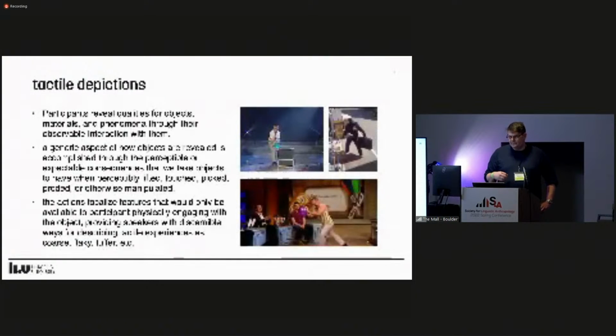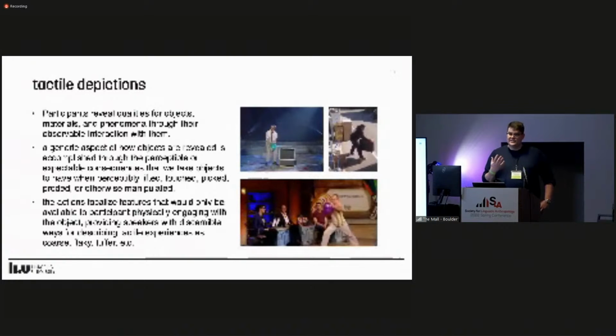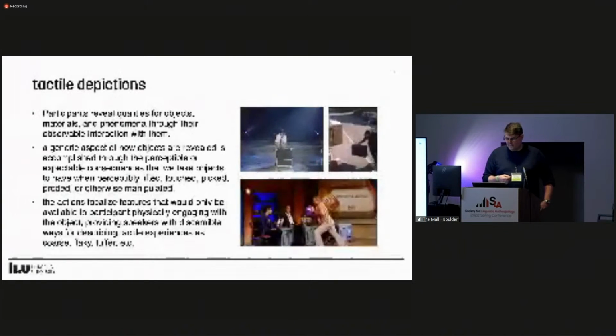So through these tactile depictions, participants reveal qualities for co-present objects through observable ways in which they kinesthetically operate on them. Indeed, this is kind of what mimes are working with when they perform their illusions. They interact with objects in ways that contradict how we expect those objects to behave.